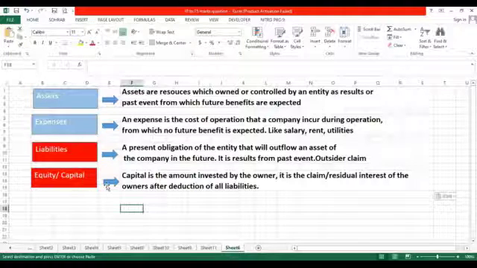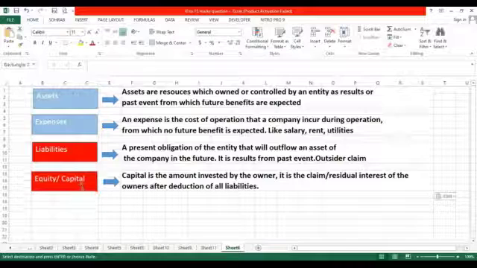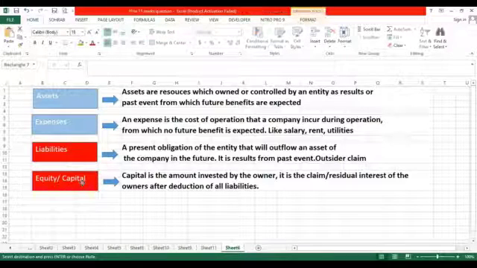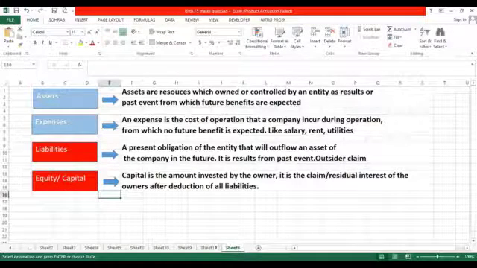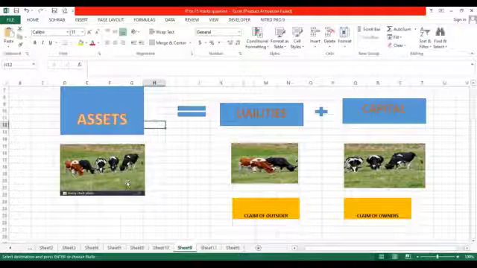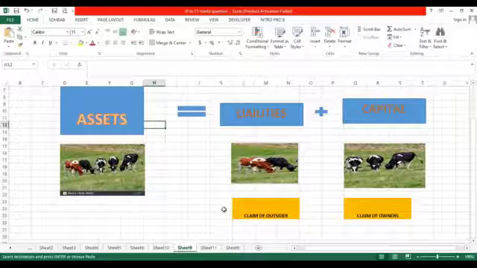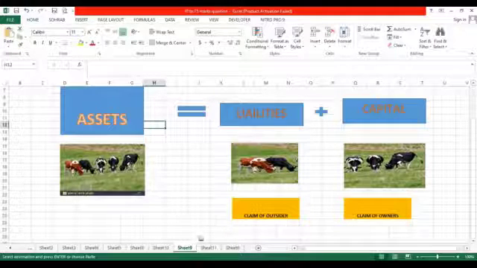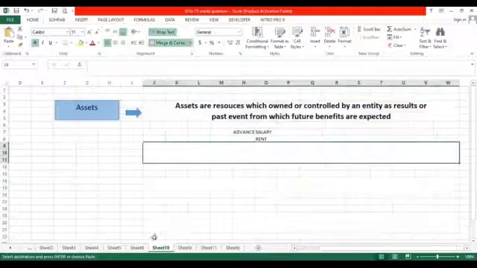So we have two sources to increase our assets: one is liabilities and second is capital. If the owner brings money into the business, this will increase our assets, and if the owner takes some liabilities from outsiders, this will also increase our assets. So this is how our assets are associated with both.